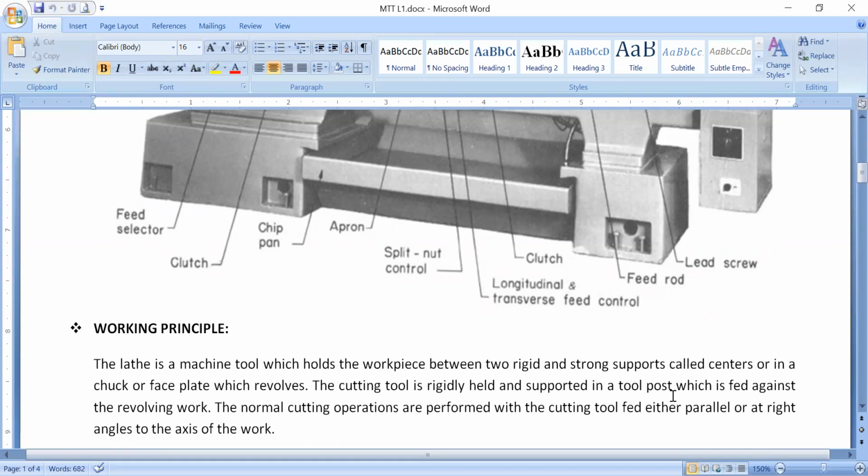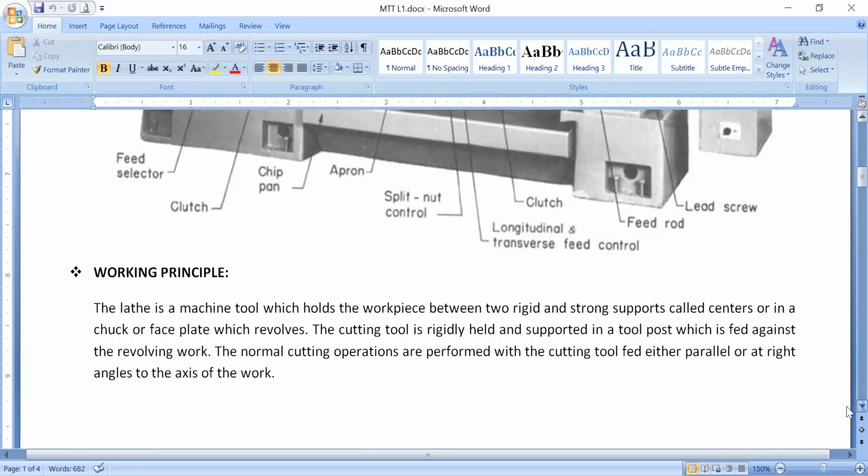As I told you, the tool is posted on the tool post against the revolving work, and it removes the material. We connect the cutting edge with the revolving workpiece, and material is removed in the form of chips, so the required shape and size can be achieved. The normal cutting operations are performed with the cutting tool fed either parallel, at right angles, or at some angle to the workpiece.